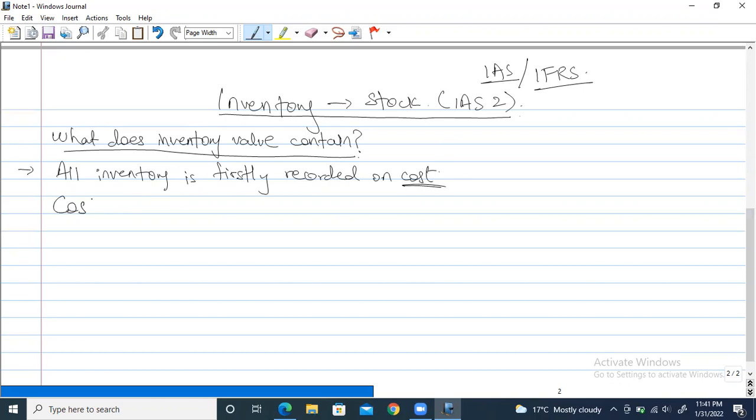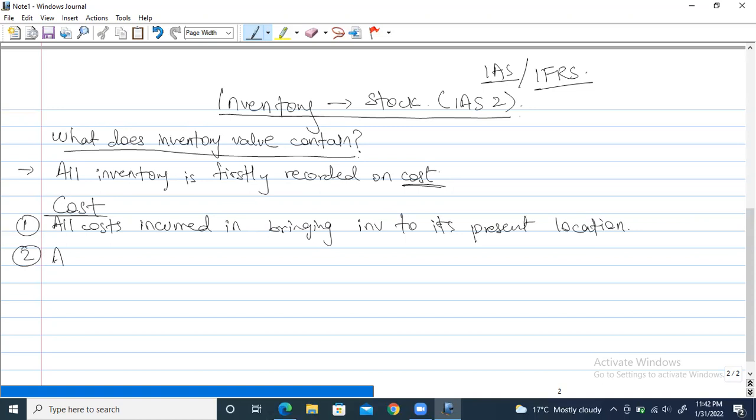Cost basically has two things. We have to ask two questions of the inventory, and then see the answer it gives. We can learn it easily like this. The first question is: all costs incurred in bringing inventory to its present location.